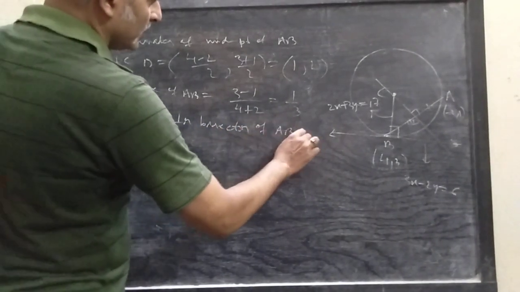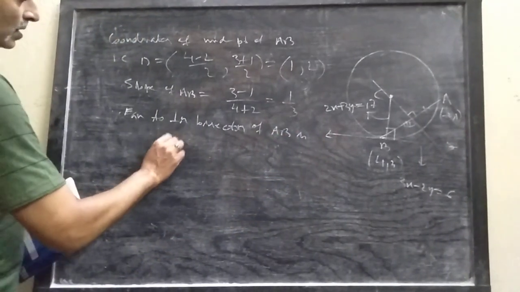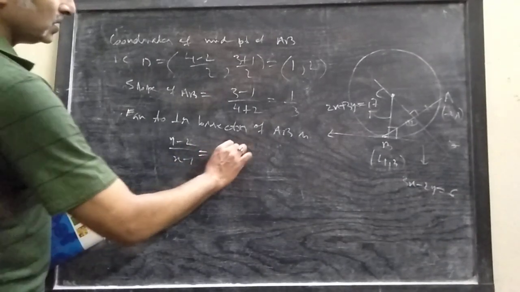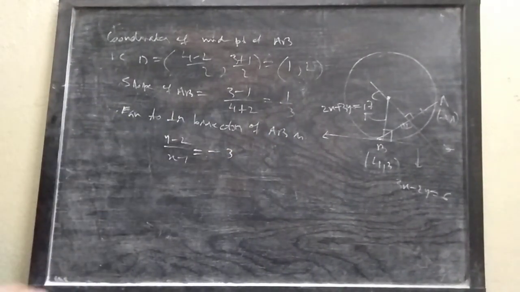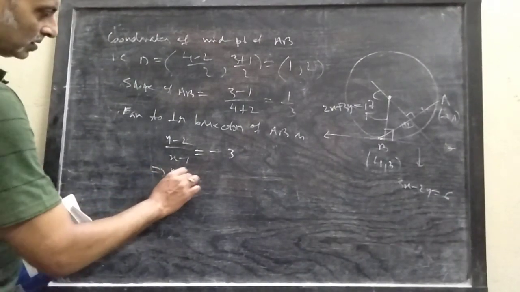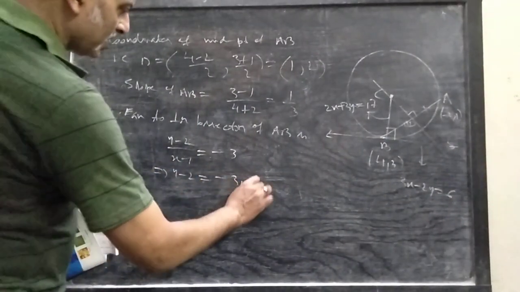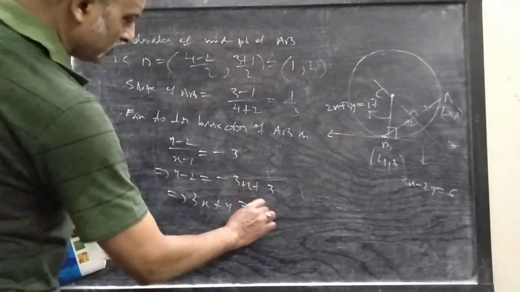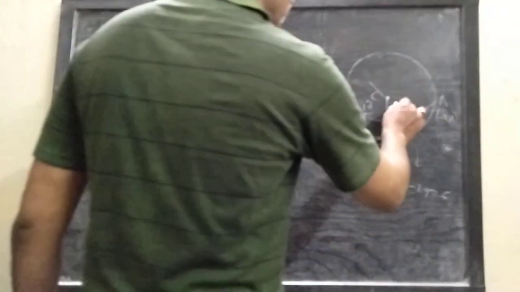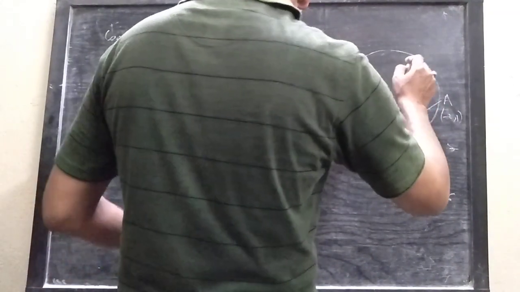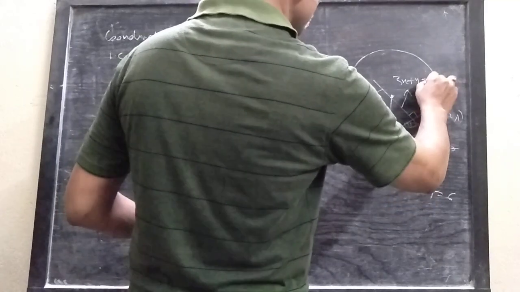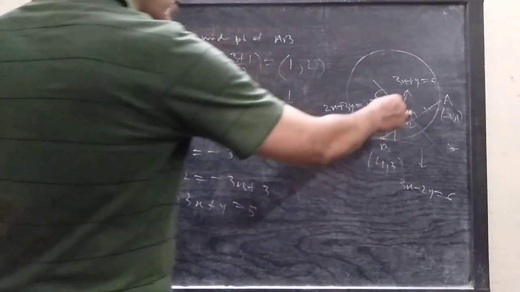of AB is (y minus 2)/(x minus 1) equals minus 3, because it is perpendicular to AB, so its slope will be minus 3. So you get y minus 2 equals minus 3x plus 3, so you ultimately get 3x plus y equals 5. So you get the equation of this perpendicular bisector as 3x plus y equals 5. Now just solve this equation, you get C.